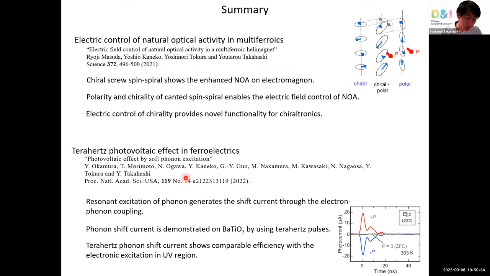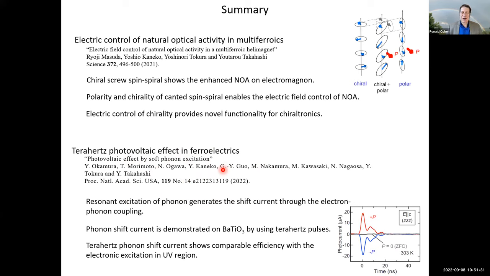And in the second half of this talk, I talked about the photovoltaic effect. I think this is a very promising effect for the terahertz detector, because in the terahertz region, we don't have a sensitive terahertz detector. So we have to use a liquid helium cooled bolometer to get high sensitivity. I think the sensitivity strongly depends on the material, but this effect can be used as a terahertz detector. Okay, very exciting.